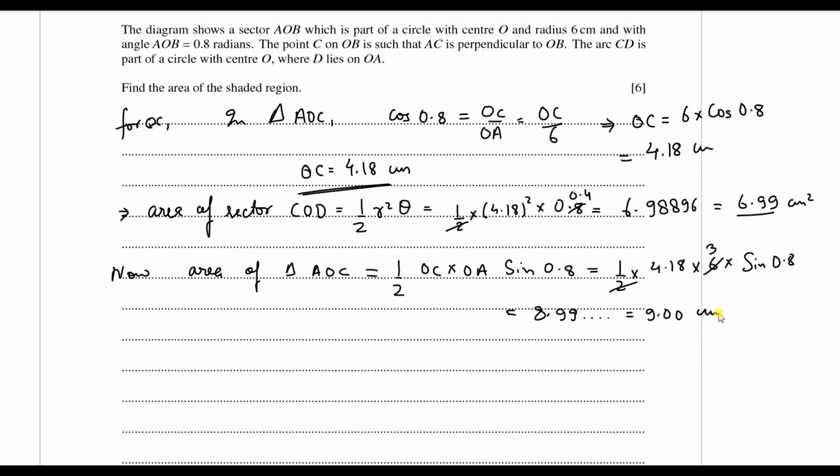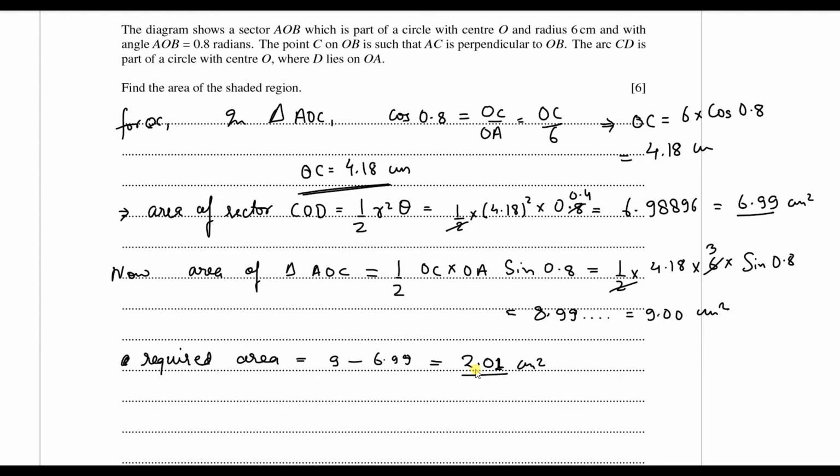centimeters squared. Hence the required area is going to be 9 minus 6.99, and it would be 2.01 centimeters squared. I hope it is clear. You need to write to 3 significant figures, though if you are not using the 3 significant figures, you will get something else like 2.00 something, and that will also give you the answer to 3 significant figures as 2.01.